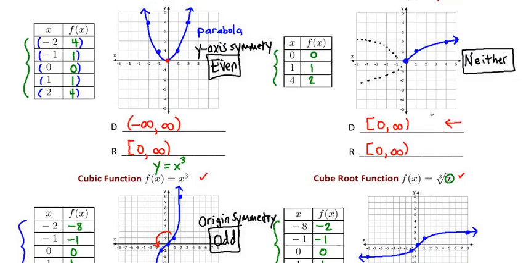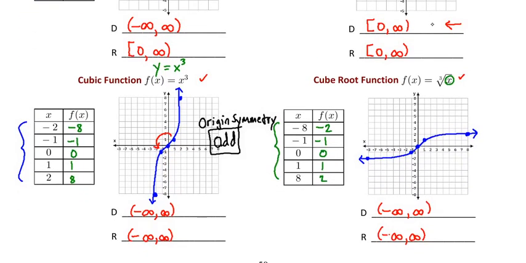And our last example, we have a cube root function. Notice it has the rotational symmetry. So because it has symmetry about the origin, we say it is an odd function.